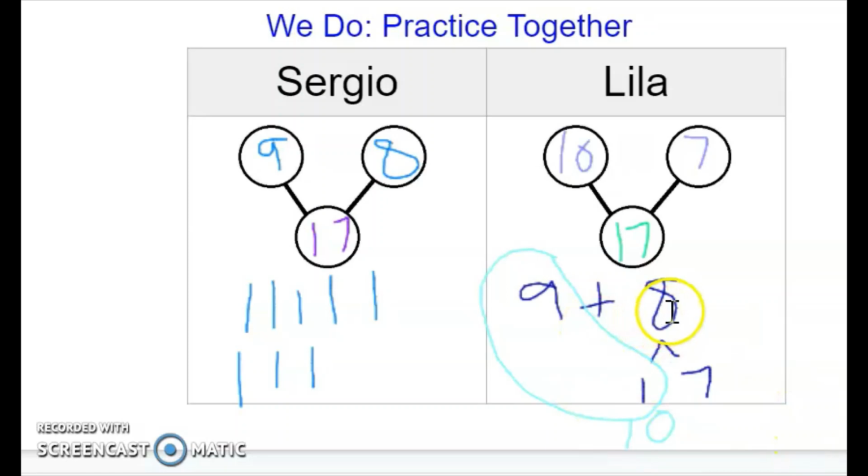Remember, she broke down the 8, which was the smaller part. Then she split it up into 1 and 7, gave 1 to the 9 to make 10. The other leftover part was 7. So her two parts are 10 and 7, with the total or the whole being 17. Great job, my friends. I think you are totally ready to begin your independent practice.